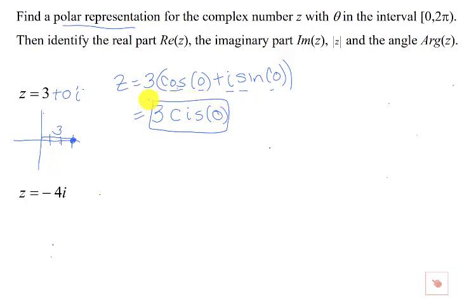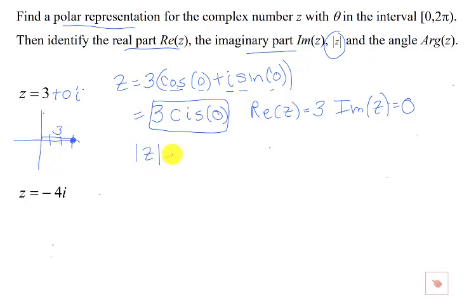And so now it says to identify the real part, so this stands for the real part of the complex number, and that's 3. And then it says identify the imaginary part, and that's 0. So real part, imaginary part. Now we're supposed to write the modulus of z, and again that's how far it is from the origin out here to the point, and so that's 3.